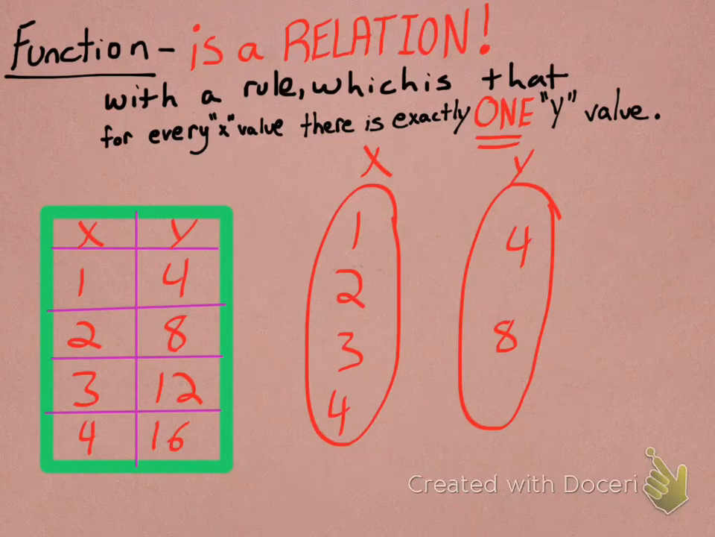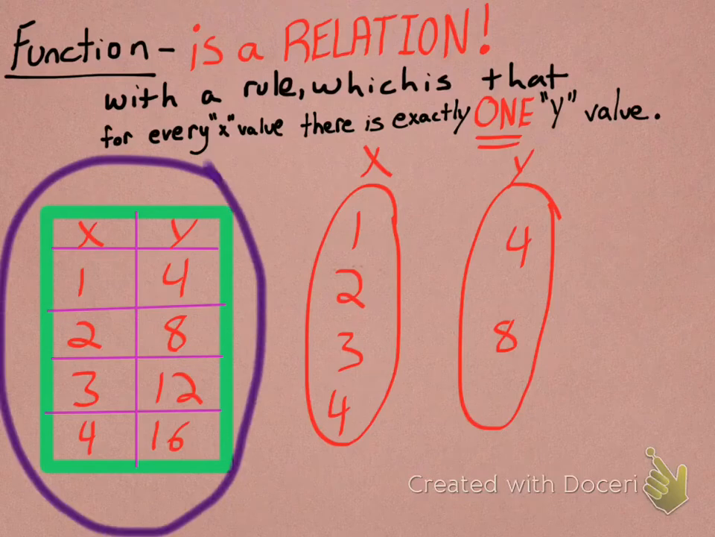All right, a function is a relation. In other words, it is a relationship, just with one rule. The rule is for every x value, there is exactly one y value. So let me show you right here. 1 goes with 4. 2 goes with 8. 3 goes with 12, and 4 goes with 16. All those x's go with one y value.